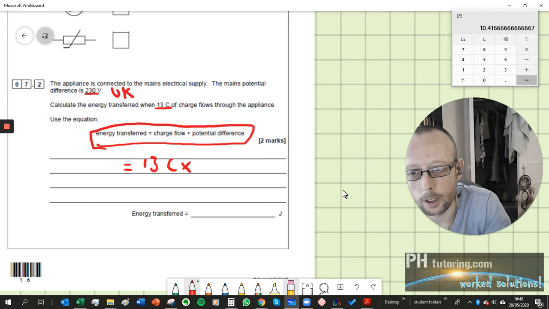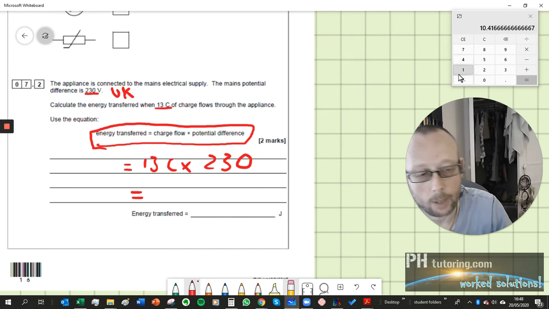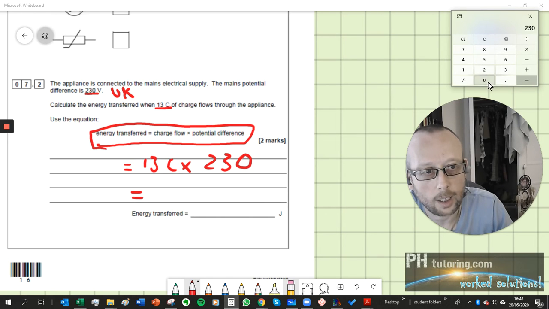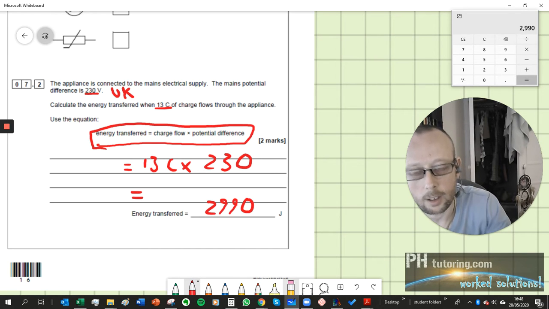13 coulombs times 230. Sometimes you have to convert the units, and then you would have to know whether or not you should convert the units. But if you don't know, take a guess. Most of the time you don't, and you don't have to. In this case, the answer is 2,990 joules. I was just making sure I hadn't made a silly mistake.